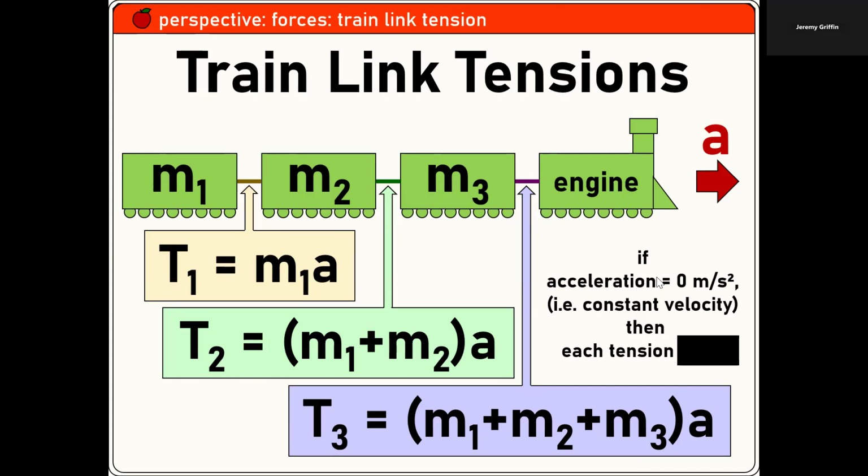And here's another question on the side. What if there was no acceleration? I've been saying the train's accelerating, but what if it wasn't? What if it was just constant velocity? What would each tension be? Zero. There'd be no tension at all. Just from inertia, they'd all just be rolling.